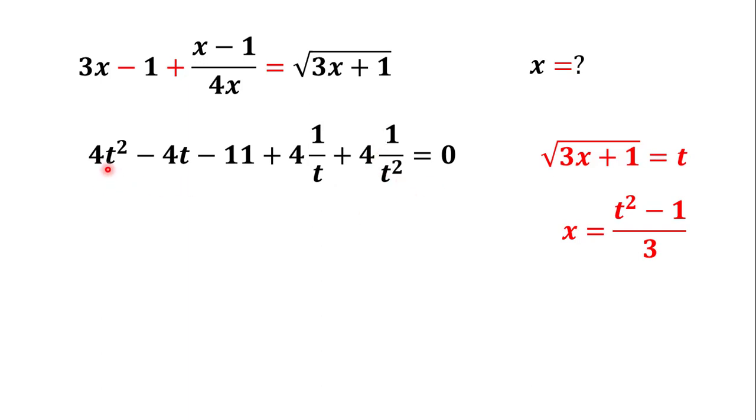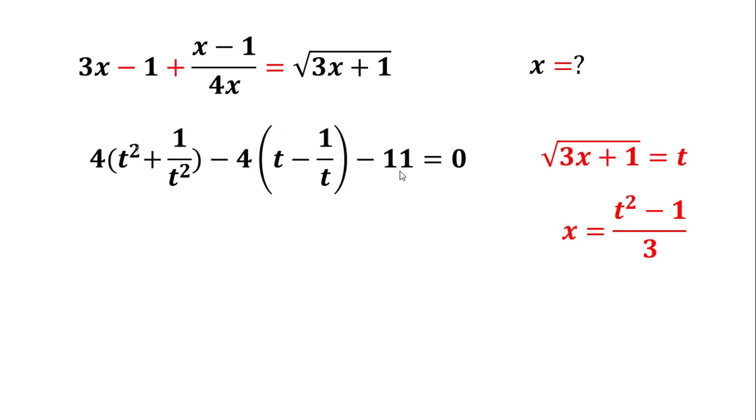This equation can be written as 4 times (t squared plus 1 over t squared) minus 4 times (t minus 1 over t) minus 11 equals 0. Once again, we can use the change of variable method, and we put t minus 1 over t as m, and we raise both sides to the power of 2, and we're going to get t squared plus 1 over t squared minus 2 equals m squared. So t squared plus 1 over t squared equals m squared plus 2.